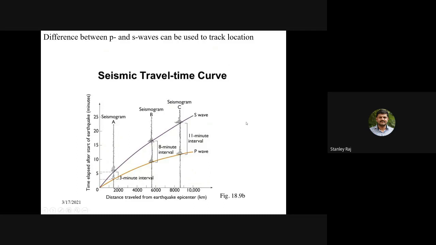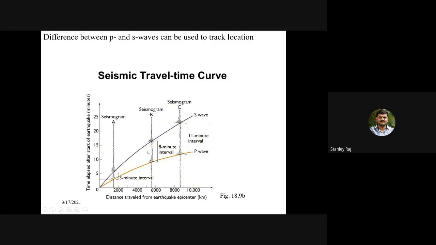So this is a very standardized seismic travel time curve, which can be used to measure the travel time and the distance from the epicenter. For example, if any earthquake happens in Japan, we can estimate how much distance it is from Japan to India, and approximately when the primary and secondary waves will arrive.